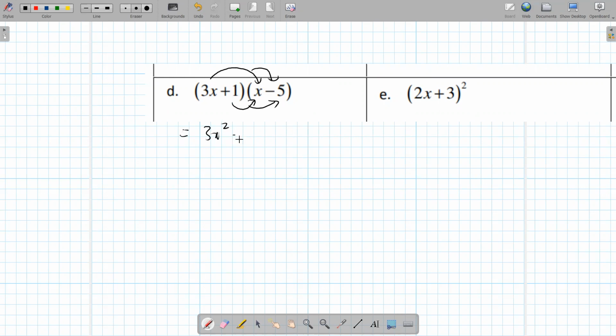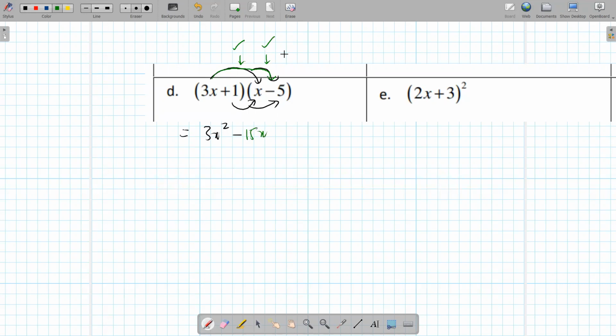Minus what? Wait, what do you do for the next one? Okay, so we did 3x times x, right? The first thing. Look at the arrow. We did 3x times x, this arrow. This is done. And then we look at the next arrow. We do 3x times negative 5. Negative 15x. You're right, exactly.